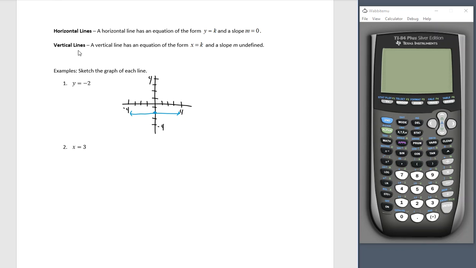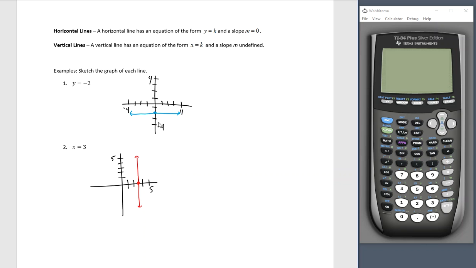Similarly, vertical lines. A vertical line has an equation of the form x equals k, and the slope is undefined. All right, let's take a look at that. x equals 3. So we'll draw our coordinate system. There's 5. Good enough. Our x value is 3. And again, x doesn't care what y is doing. There's no y showing. x is always 3. And if x is always 3, then we'll have a vertical line that goes just through 3.